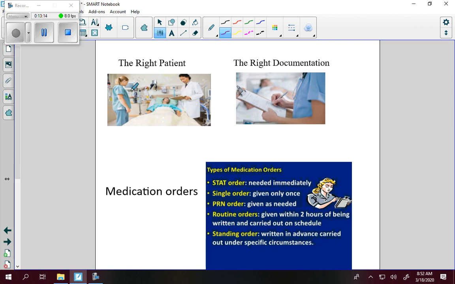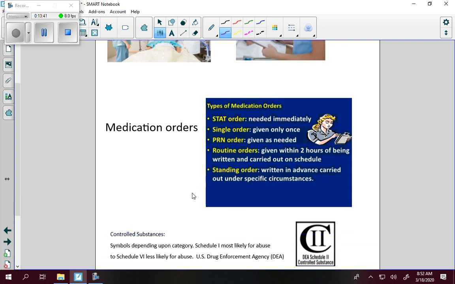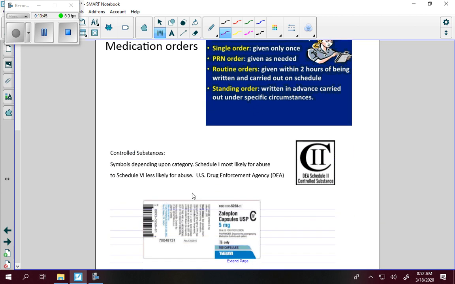Then we have the right patient. Make sure you have the right patient, the right documentation. Medical orders, if you notice, there are types of medical orders. One could be a stat order, which means needed immediately. There's a single order, which means given only once. PRN order, which means given as needed. Routine orders is given within 2 hours of being written and carried out on schedule. A standing order is written in advance and carried out under specific circumstances.